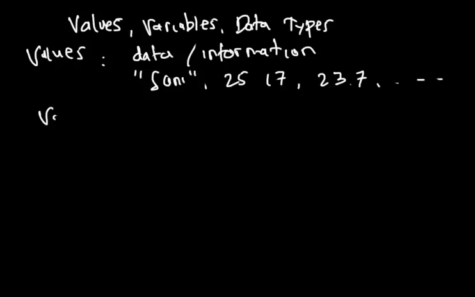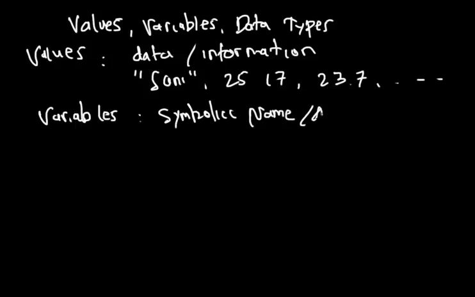The next thing is variables. The variables is a symbolic name, or probably alias, for value. So we can also say variables contain a value. One variable can contain one value, for example.